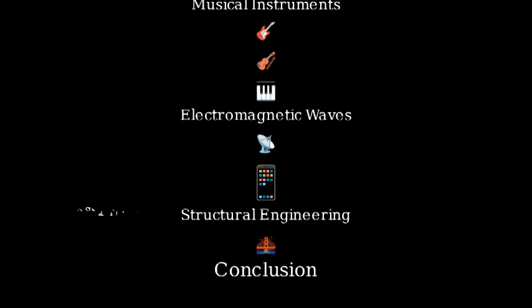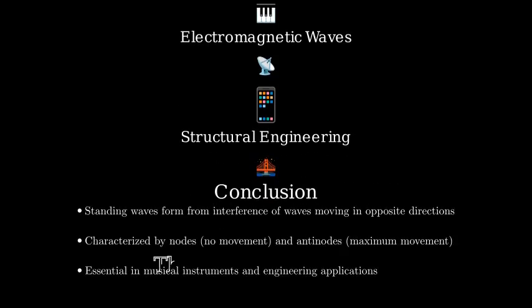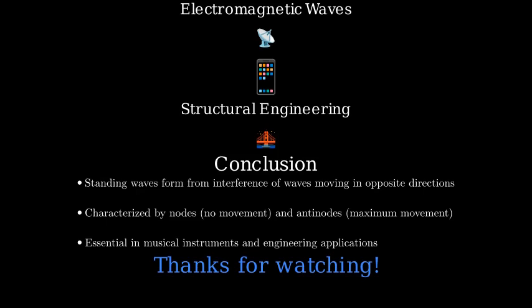To summarize, standing waves occur when two identical waves traveling in opposite directions interfere with each other. They have stationary nodes where there's no movement and antinodes where the movement is maximum. Standing waves play a crucial role in physics and engineering, from musical instruments to building design, and understanding them helps us better comprehend wave behavior in general.